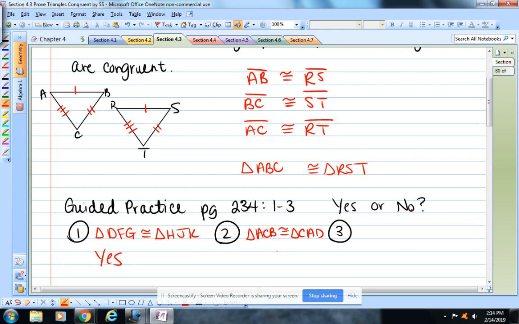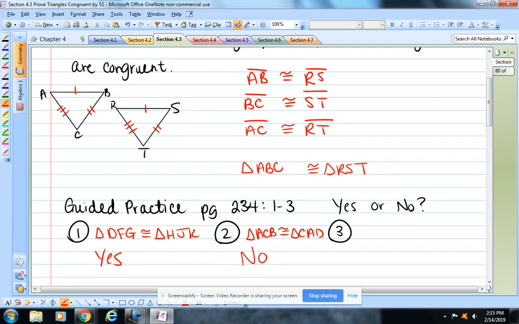All right, the next one is CB congruent to AD. Yeah, because they're both what measure? 7. But is AB congruent to CD? No, because one of them's 3, one of them's 4, I believe. So is that congruency statement true? No, it's not. Does that make sense?